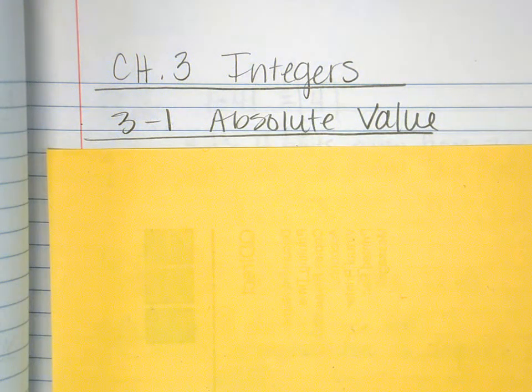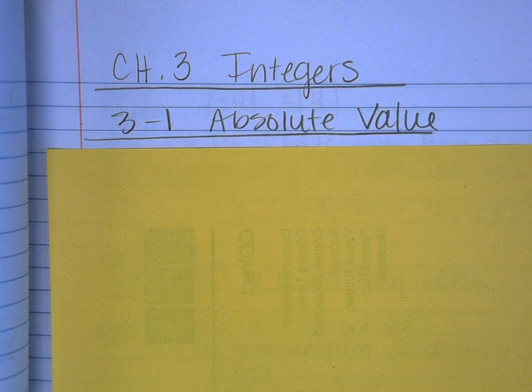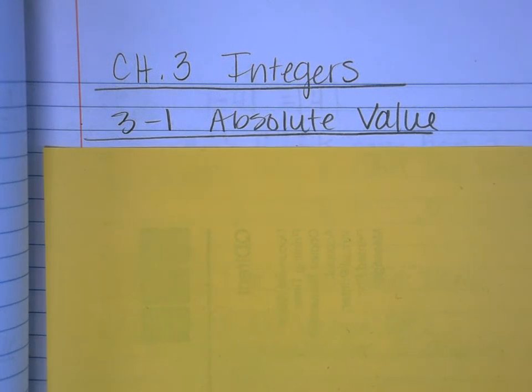Chapter 3 deals with integers, which you did in 6th grade, but you didn't do a lot of absolute value or negative integers. You mostly did positive type things and order of operations. So the first thing we're going to talk about, 3-1, is absolute value.